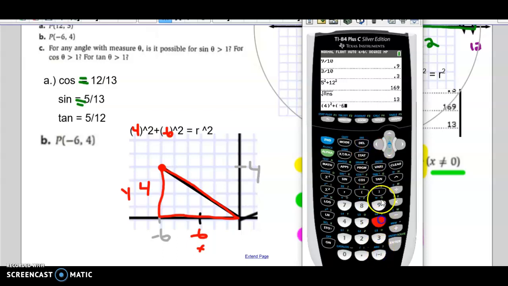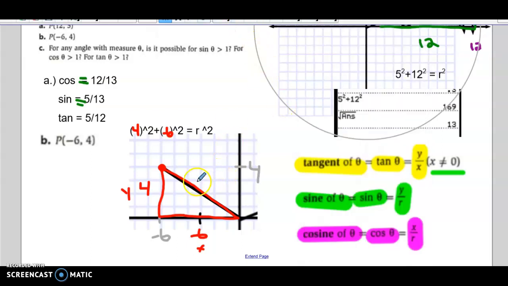Delete -6 squared. And we get 52. So we take the square root of 52. Oh, we get this ugly decimal. I think I'm going to leave it as a square root because that's so ugly. So I'm going to leave this as square root 52, which we could, I guess, simplify using like a tree diagram, but I'm not going to do that.